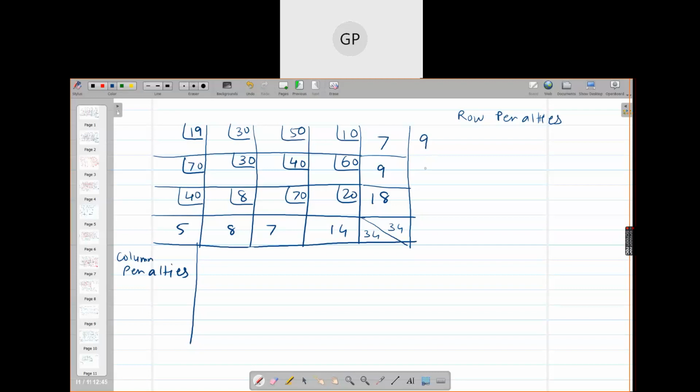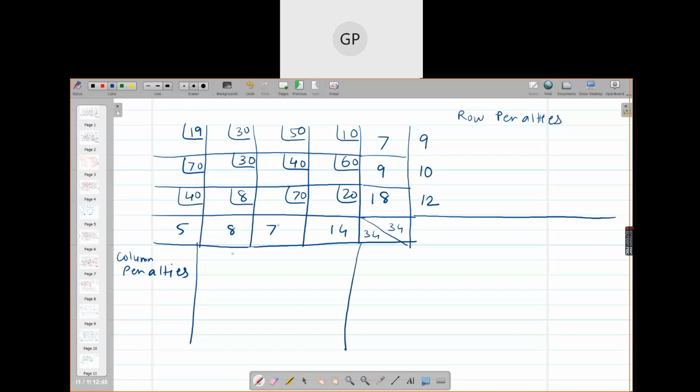Yes, ma'am. Okay, next row. The smallest cost, 30. Next smallest cost, 40. So the difference is 10. Third row: 8 and 20. The difference is 12. Okay, so calculating the row penalties is over.